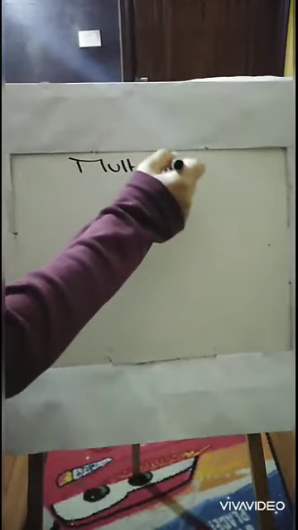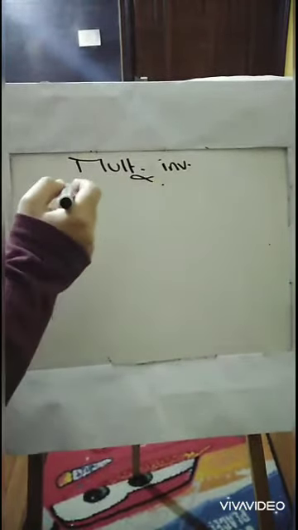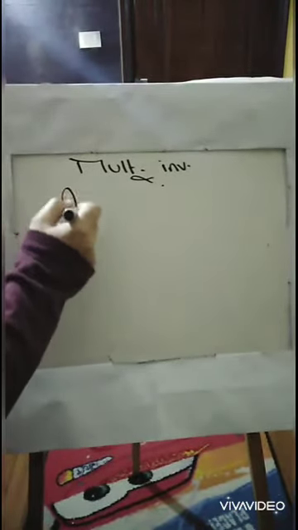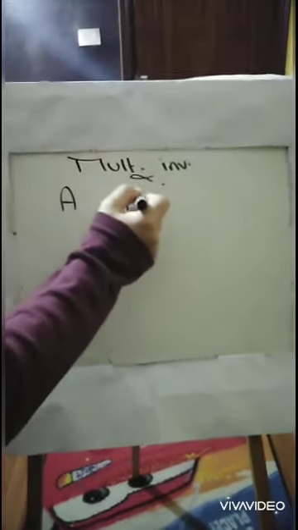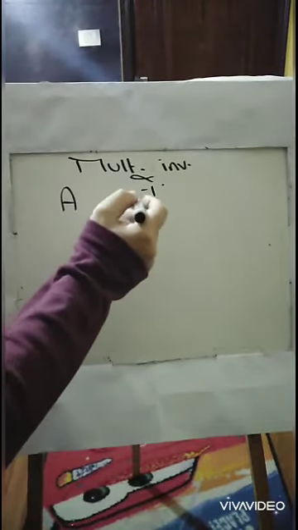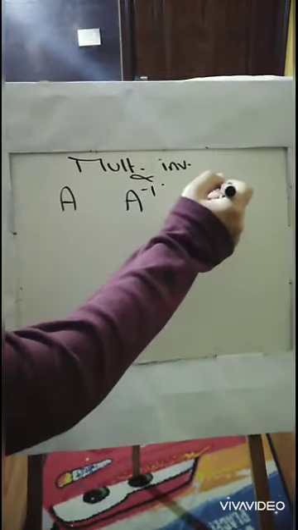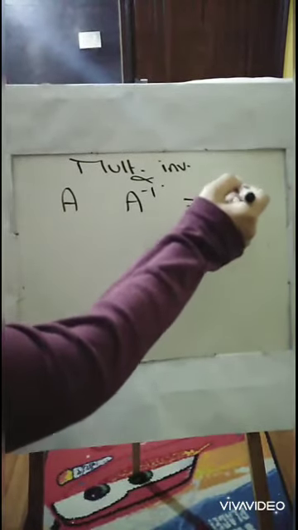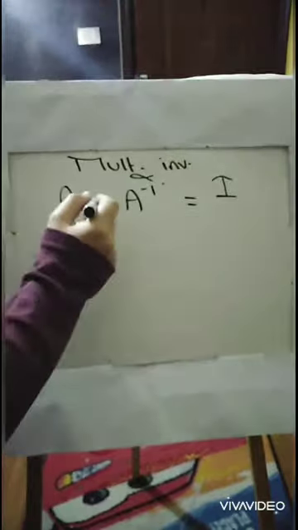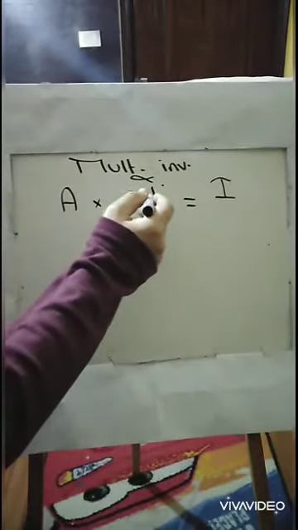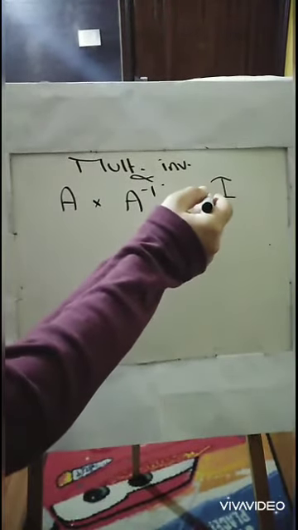Our new lesson is how to get the multiplicative inverse. What's the meaning of multiplicative inverse? If I have matrix A, its multiplicative inverse will be A to the power negative 1. And anything times its multiplicative inverse equals 1, and 1 in matrices, I call it I. So A times its multiplicative inverse equals I.